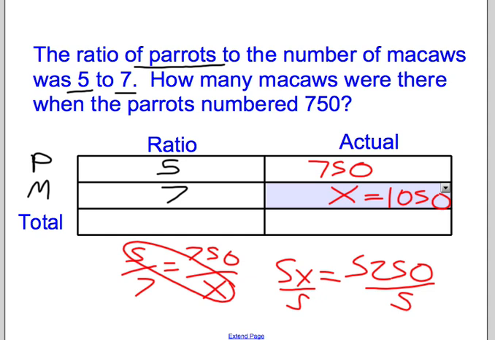But the values that we're actually given, that we know both of them are the parrots, right? What can I do to 5 to make it 750? How would I find that value? Divide 750 by 5. Okay, so divide 750 by 5, and that's 150. So if I'm taking 5 times 150 to get 750, what would I multiply 7 by? X.